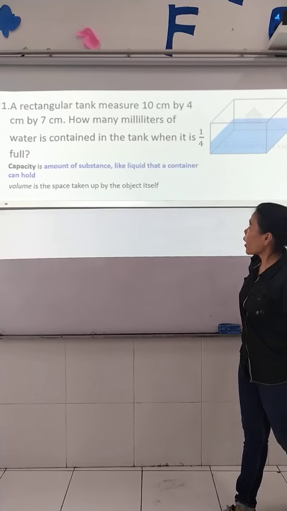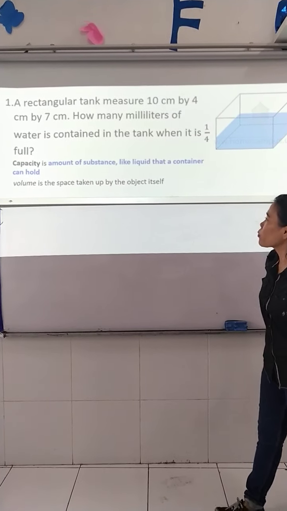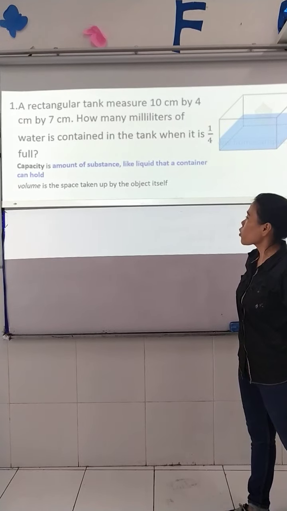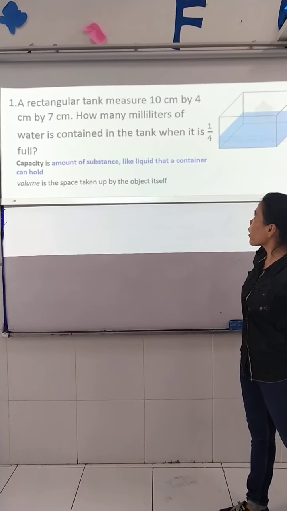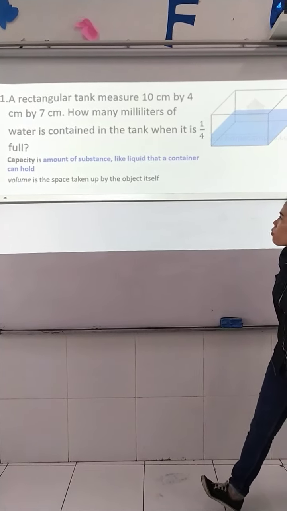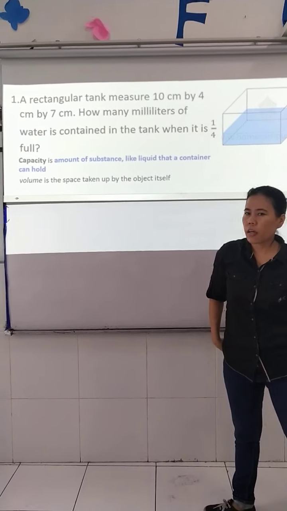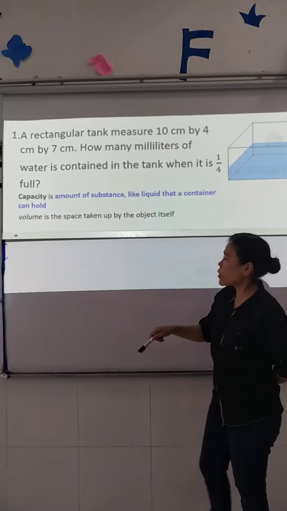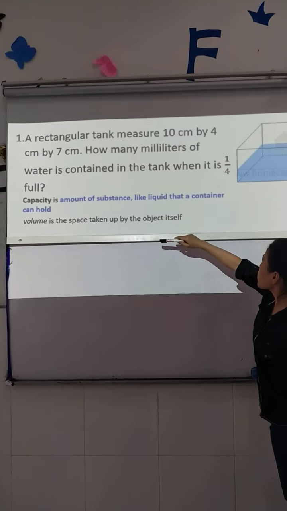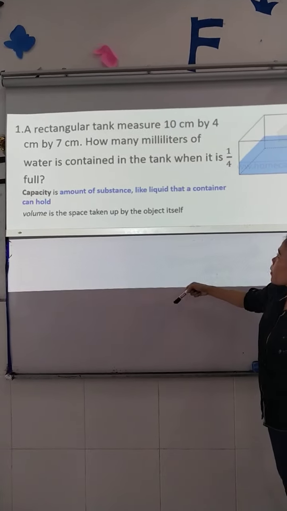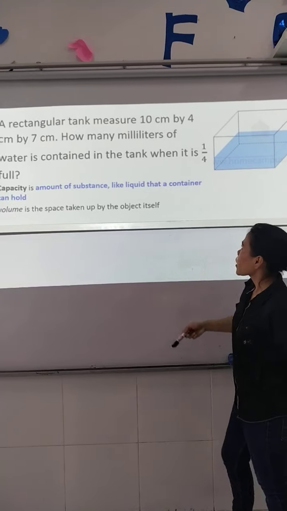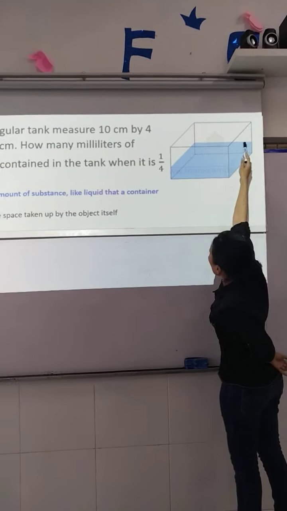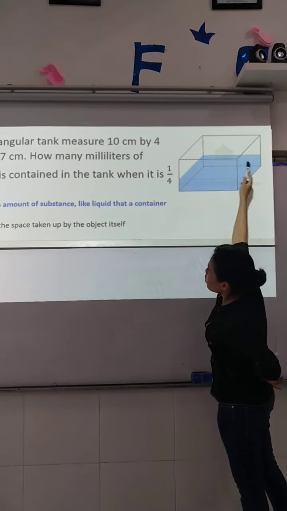A rectangular tank measured 10 cm by 4 cm by 7 cm. How many milliliters of water is contained in the tank when it is 1/4 full? But first, we need to understand what is the capacity and what is volume. The capacity is the amount of substance, can be liquid or gas, but today we are studying about liquid, that a container can hold. So this is the capacity, how much this container can hold.